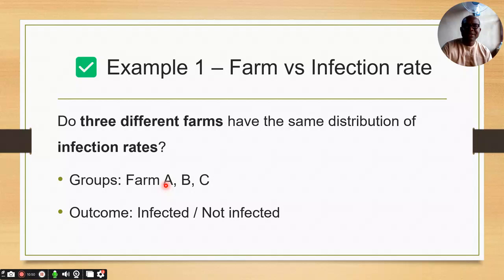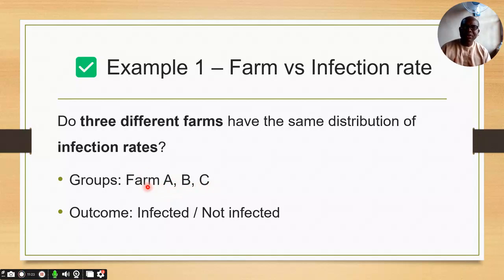Let's see a few examples. The first example here is farm versus infection rate. The question is: do three farms have the same distribution of infection rate? Number one, we have our grouping. The first variable puts them in three groups: farm A, farm B, and farm C. The outcome is whether they are infected or not infected. What you observe here is that the grouping tells us the different population groups.